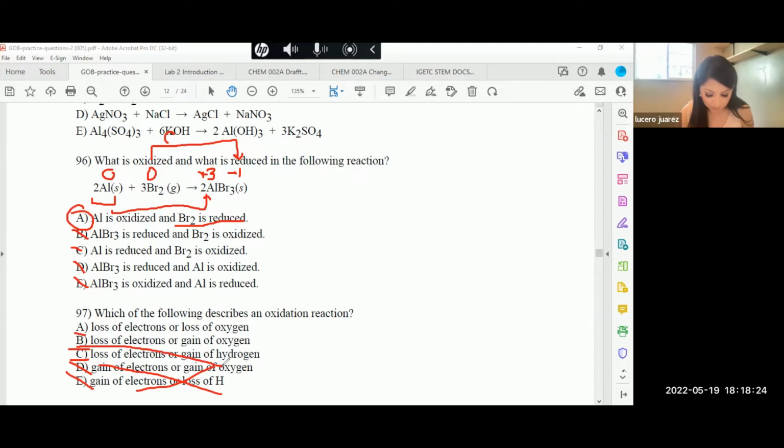Would it be loss of oxygen? No. Here, when we looked at the reaction up here, were we losing an oxygen? Was oxygen coming out or was oxygen being gained? Gained. So then the correct answer is B.